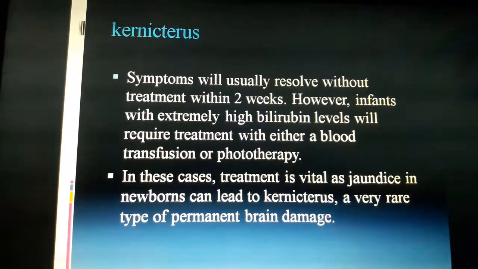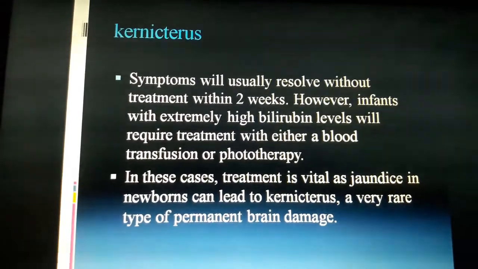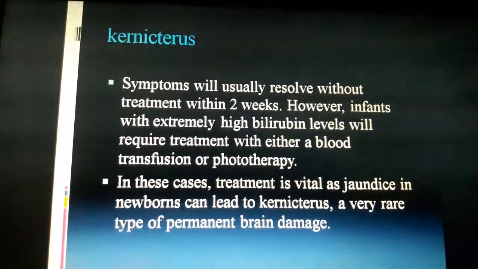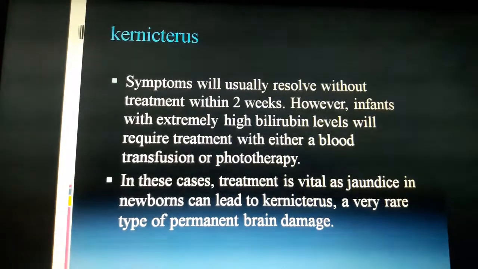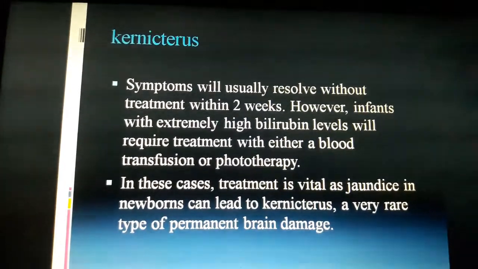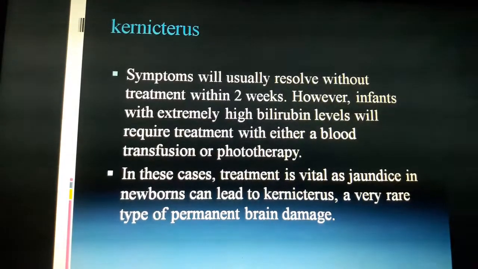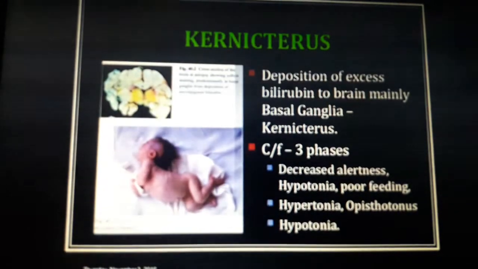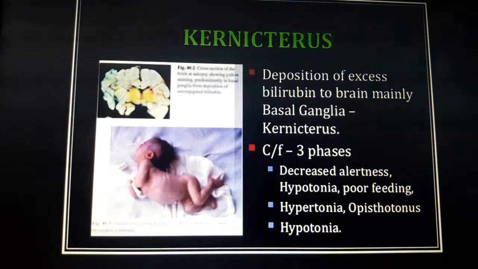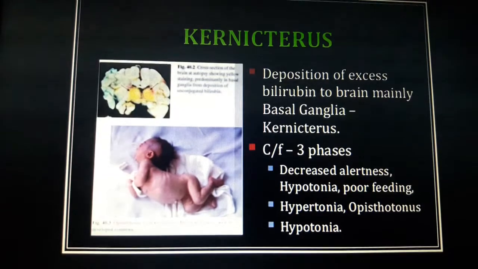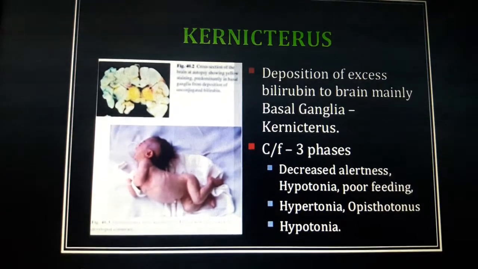However, infants with extremely high bilirubin levels will require treatment with either a blood transfusion or phototherapy. In these cases, treatment is vital as jaundice in newborns can lead to Kernicterus, a very rare type of permanent brain damage. This is the Kernicterus, that is deposition of excess bilirubin to brain, mainly basal ganglia.